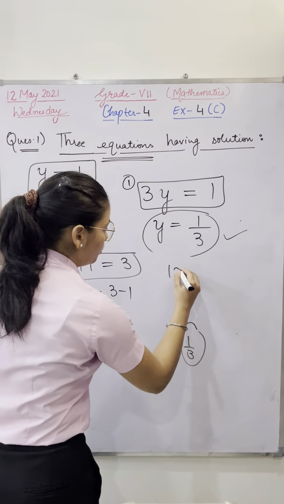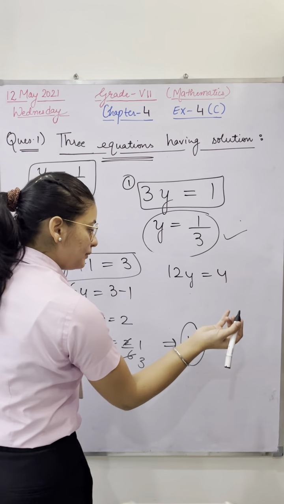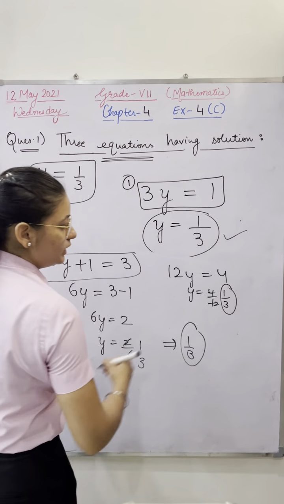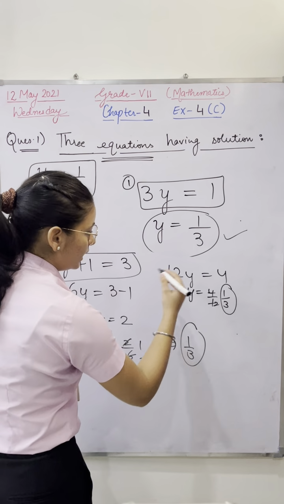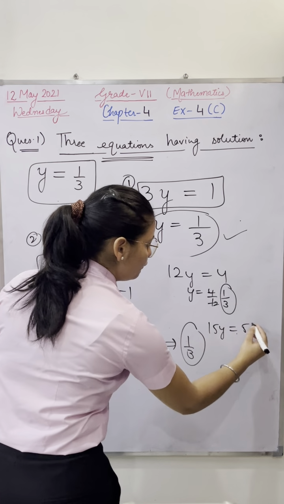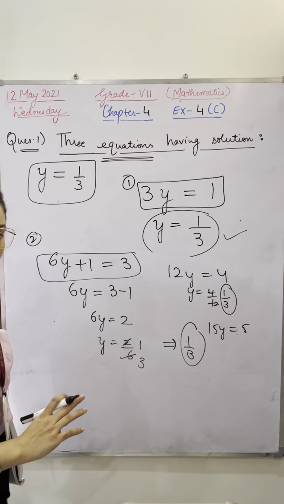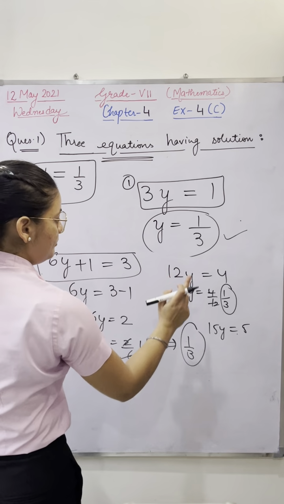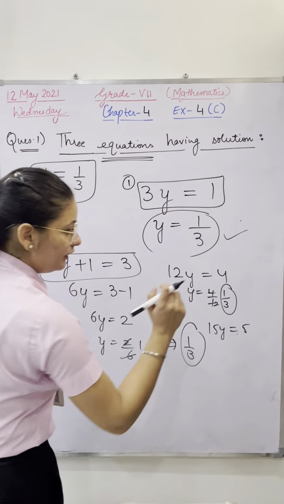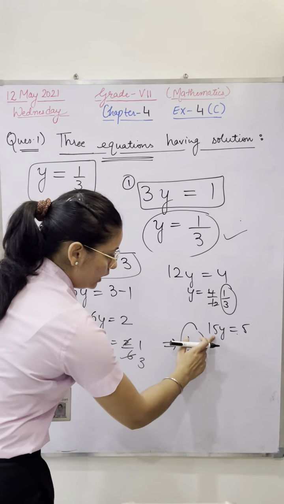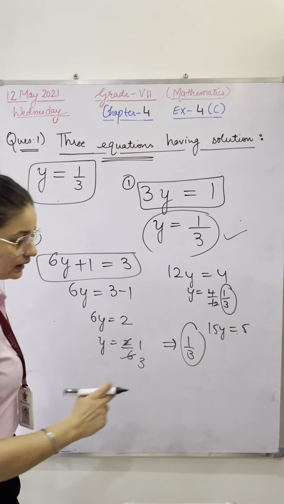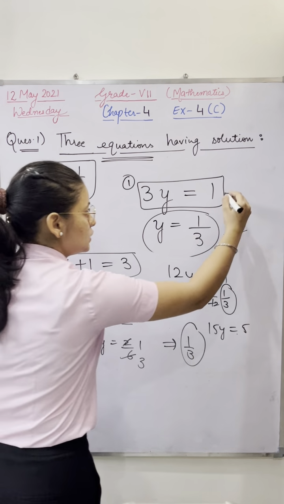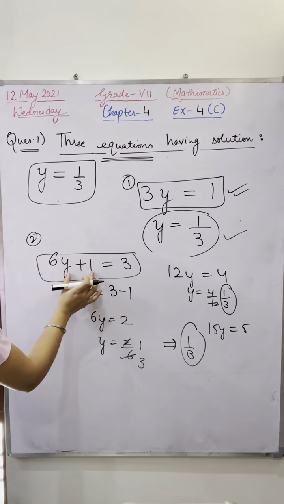Students have made it in this way: 12y is equal to 4. Absolutely right. y will be equal to 4 upon 12. Cancel by 4, the answer will be 1 by 3. Some have made the equation 15y is equal to 5. Absolutely correct. After cancelling, your answer should be 1 by 3. So you can take 3 and 1, 12 and 4, 15 and 5, 18 and 6, 21 and 7, right? 30 and 10. Okay, your answer should be 1 by 3. In this way, you can make addition, subtraction.